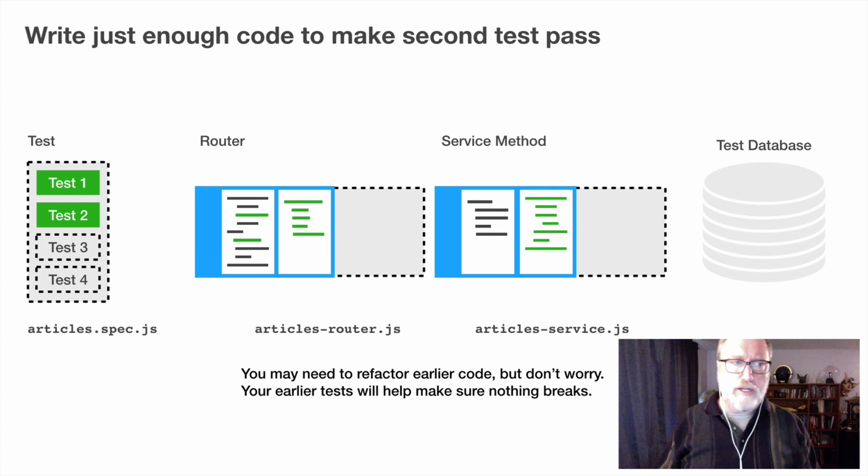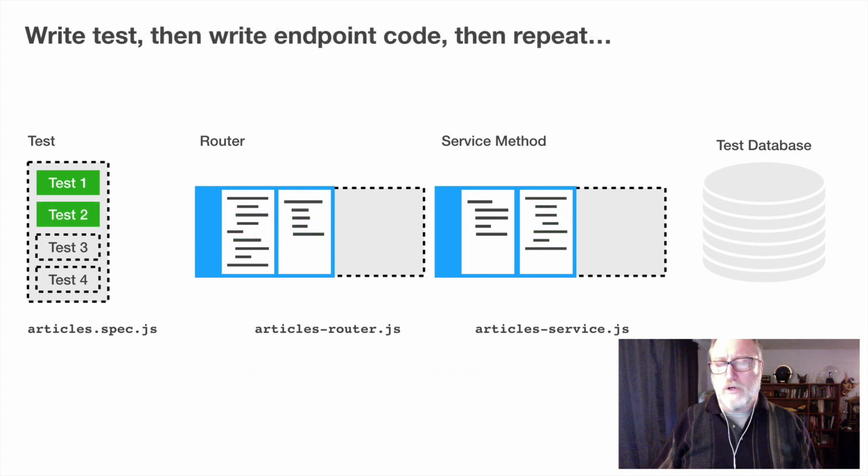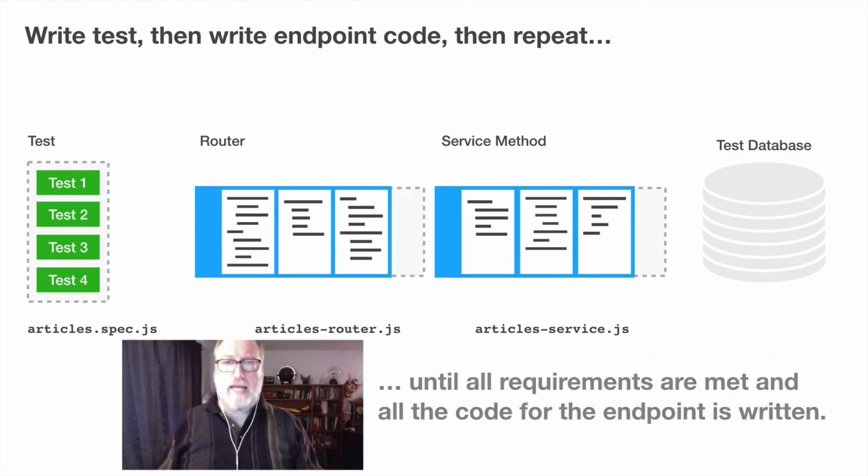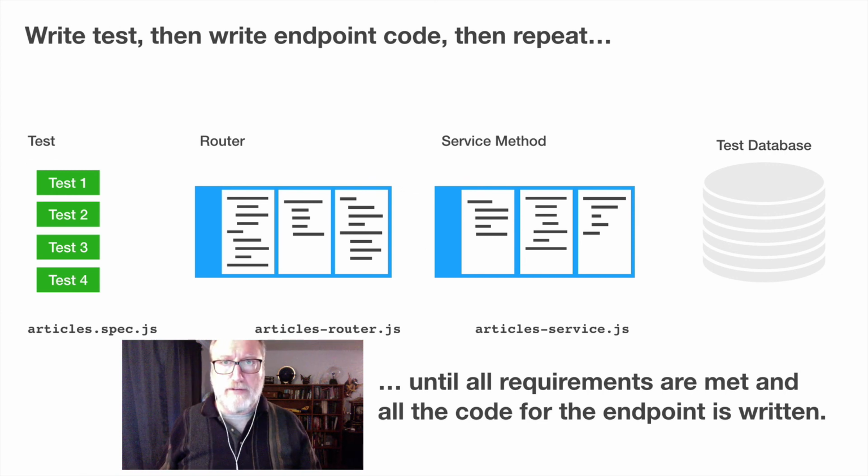You can see where this is going. You go through your cycle over and over. You write a test, you write some code, you make sure it passes, you write some test, you write some code, you make sure it passes. And then when you've got a complete set of tests, meaning that all of your requirements have been met, then you know your endpoint is complete. You have a complete set of tests that completely describe what the endpoint is supposed to do. They all pass because you've got a set of code that completely implements that endpoint, and you can go on to the next thing or take a well-deserved break.